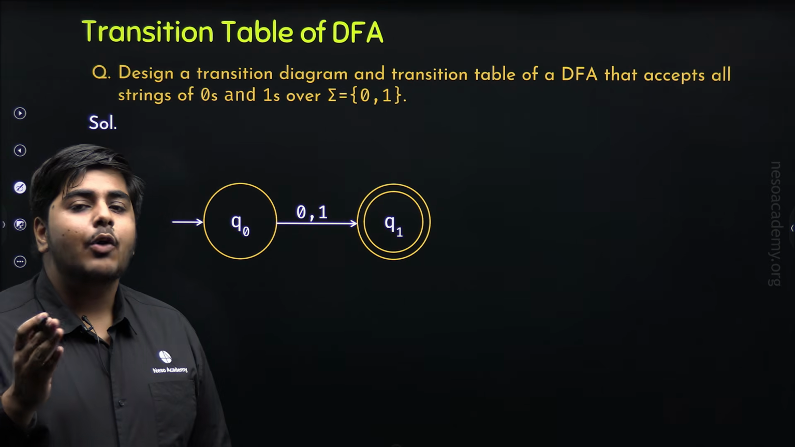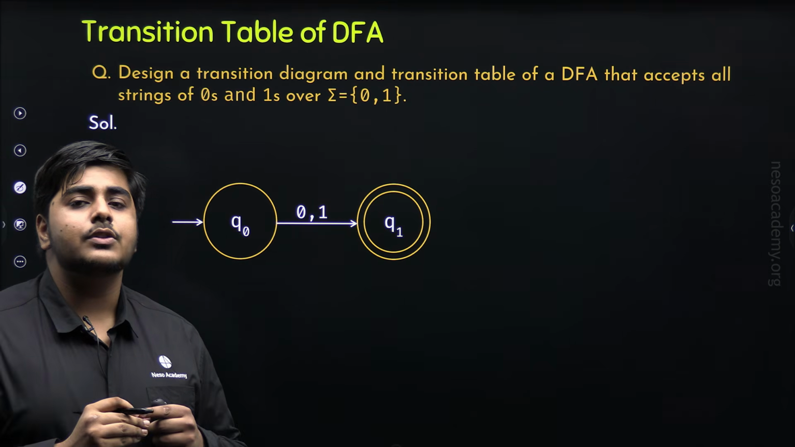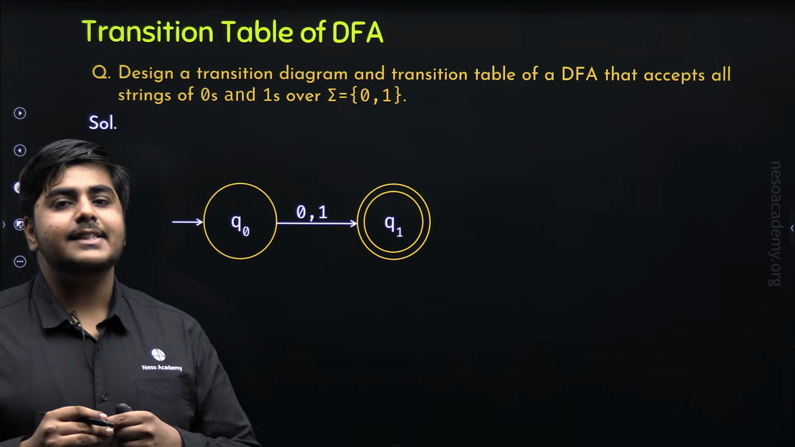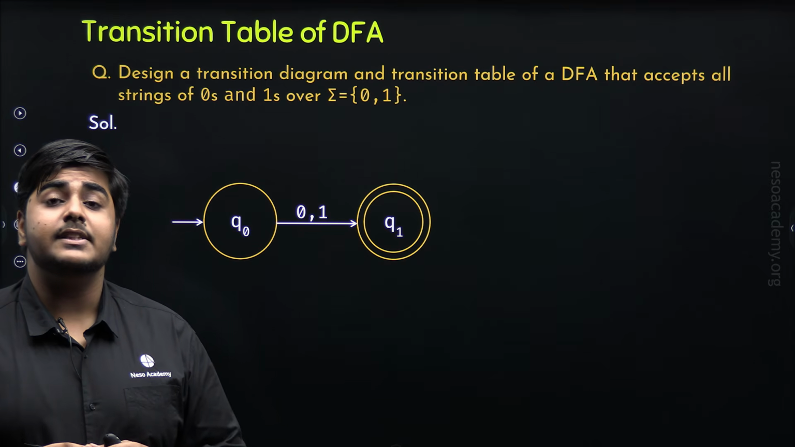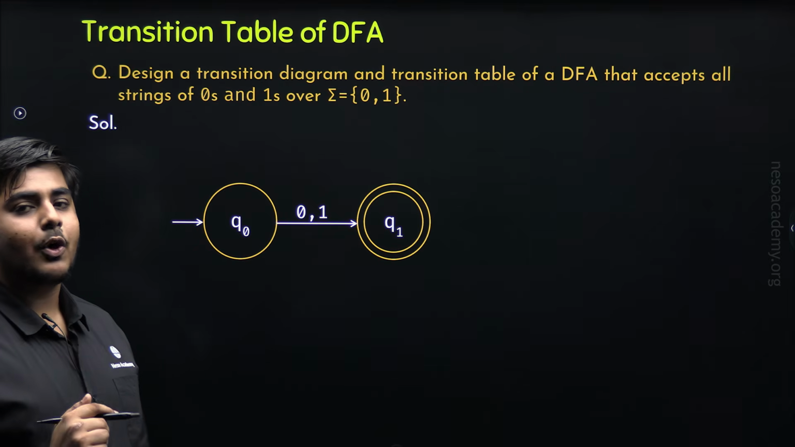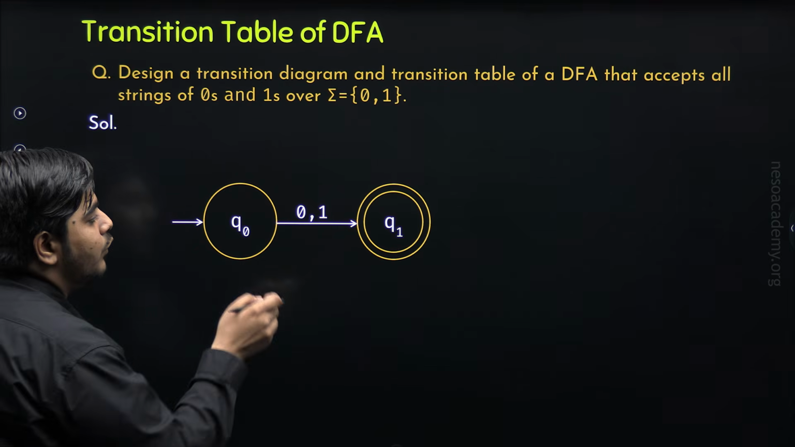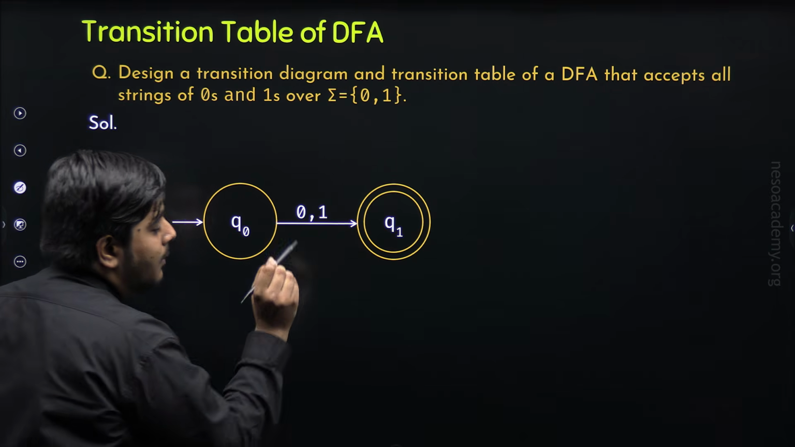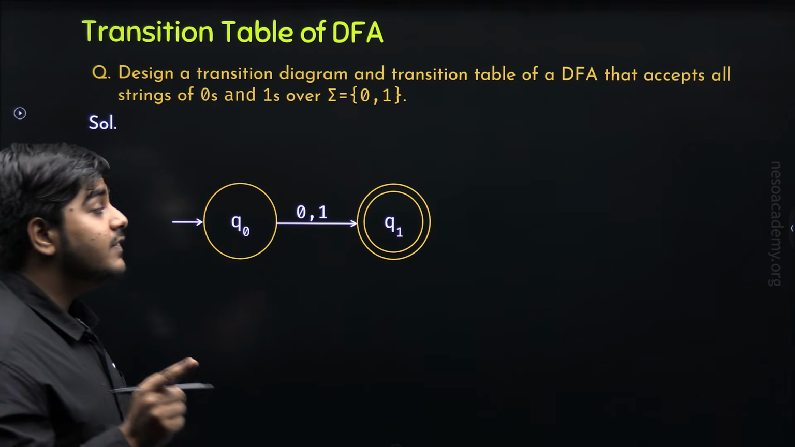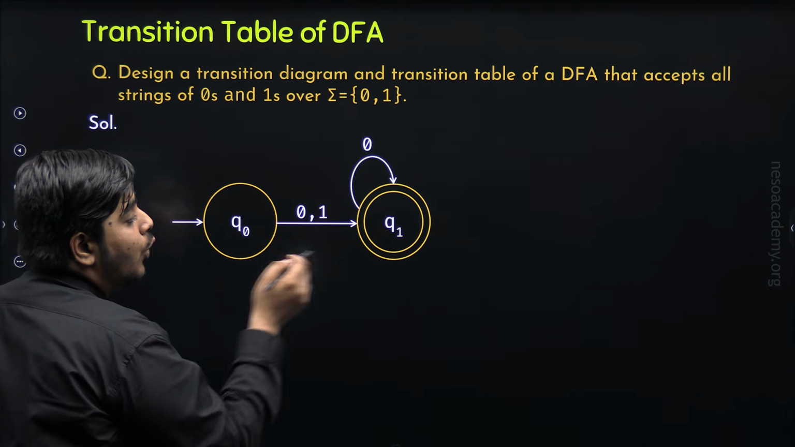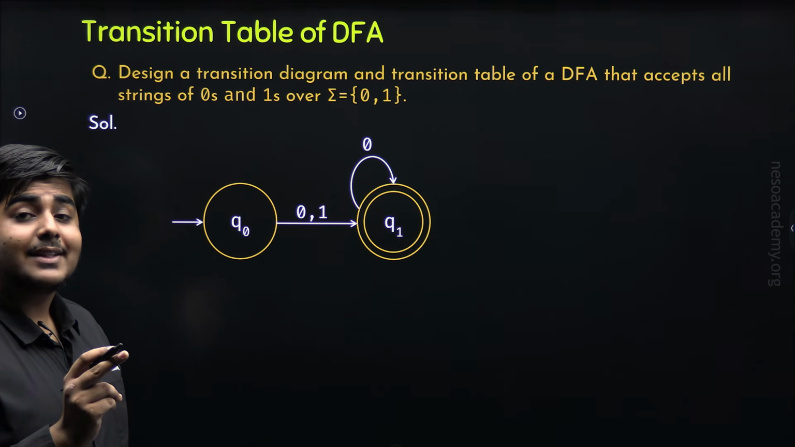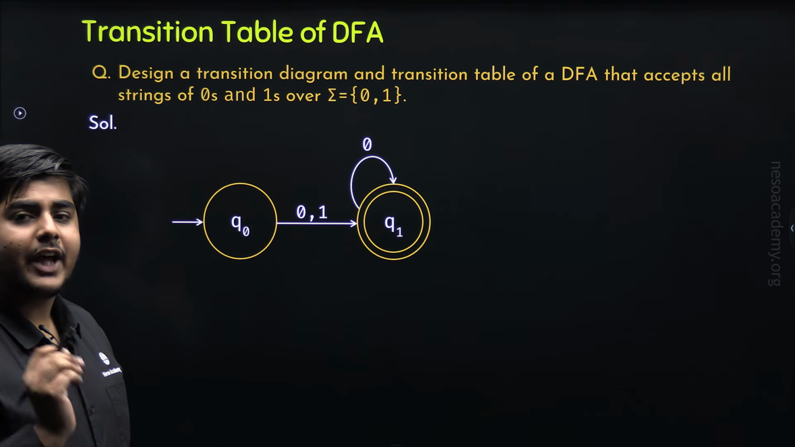But what about the strings made up of multiple zeros or multiple 1s? How will they be accepted? Let's take an example of a string containing multiple zeros, like 0, 0, 0. So let's see how to process this string. The first 0 will be processed using this transition. But what about the other two zeros? For the other two zeros, we will create a self loop of 0 over the state Q1.